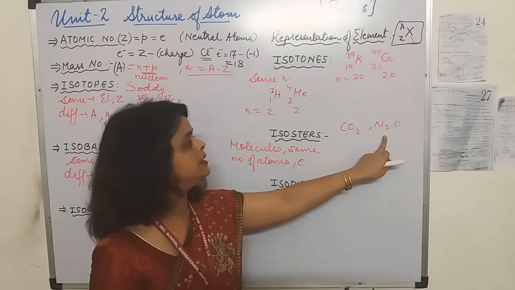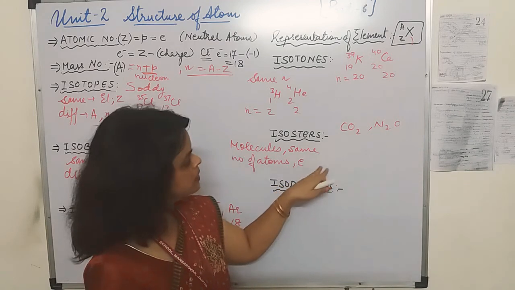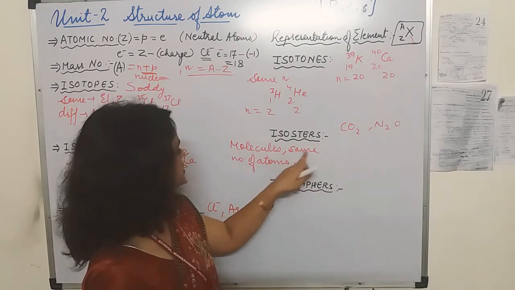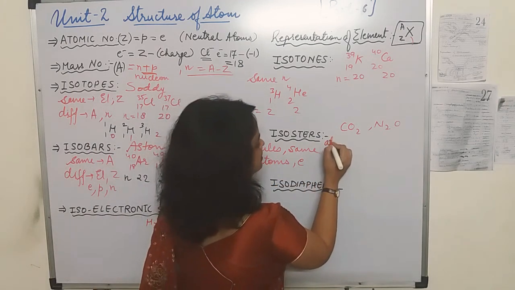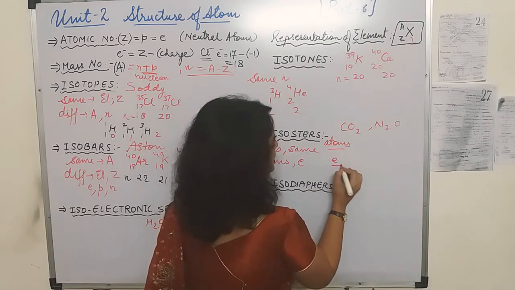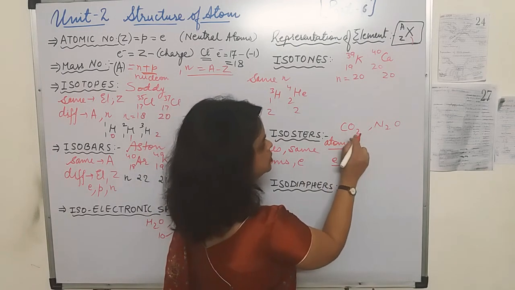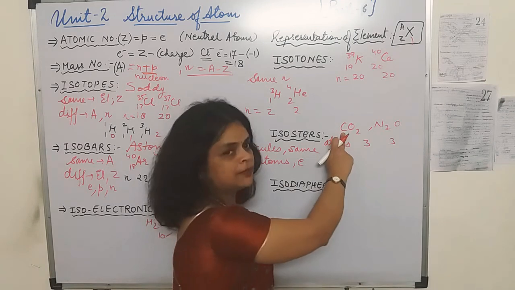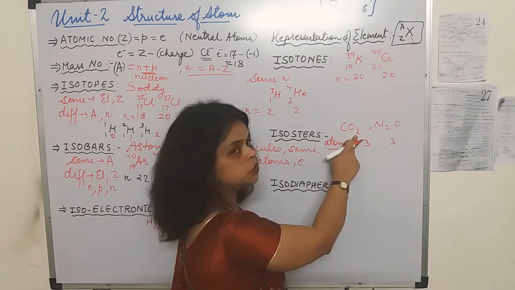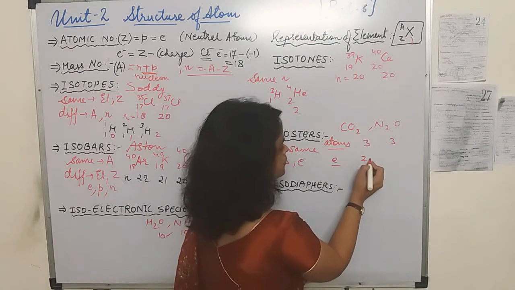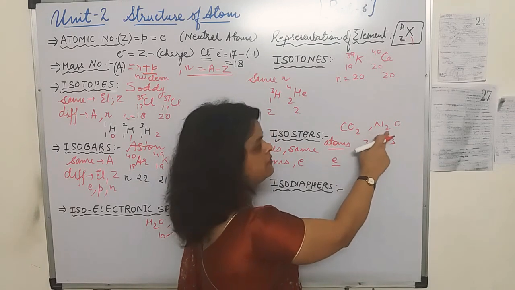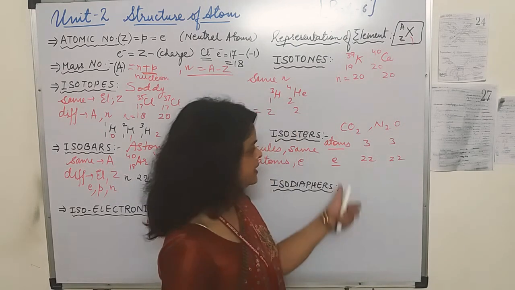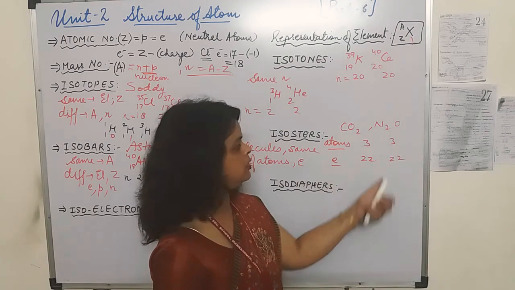If you check whether they are isosters or not, then you will come to know that yes, they are isosters. Let's see. Molecules having the same number of atoms. So first let's see the atoms, and then we will see the electrons. How many atoms does it have? 2 and 1, 3. 2 and 1, 3. Fine. Number of electrons. Carbon has 6. Oxygen has 8. 8 into 2, 16, and 6, 22. Nitrogen has 7. 7 into 2, 14. 14 plus 8, 22. So they have the same number of atoms and the same number of electrons.